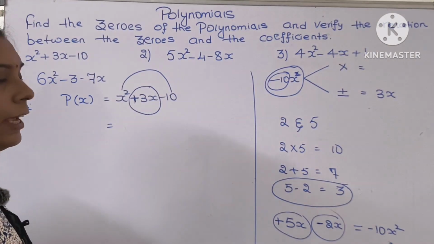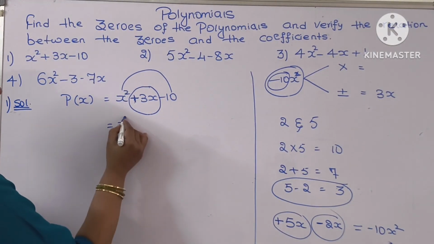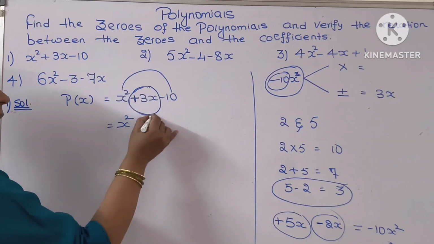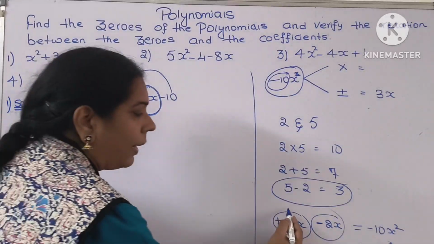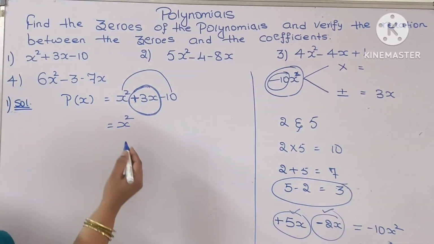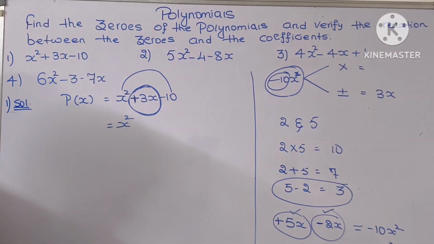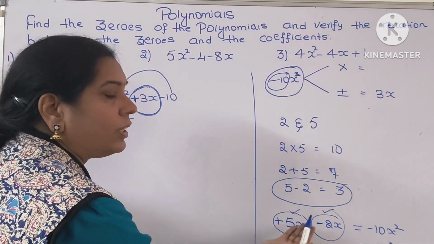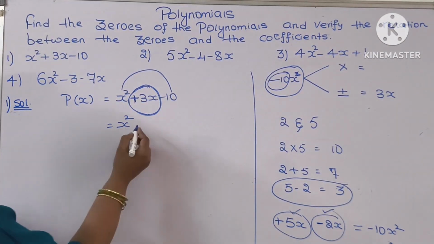How do I put them in the expression? Write the first term as it is. Remove the middle term and write the two factors you have found, in any order. You can write 5x first or minus 2x; the order doesn't matter.